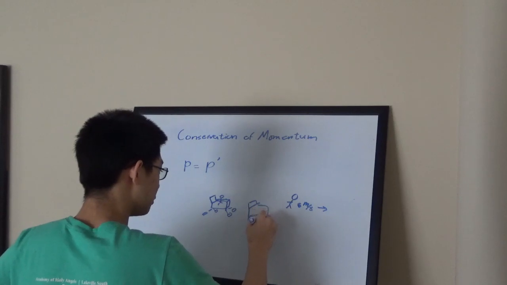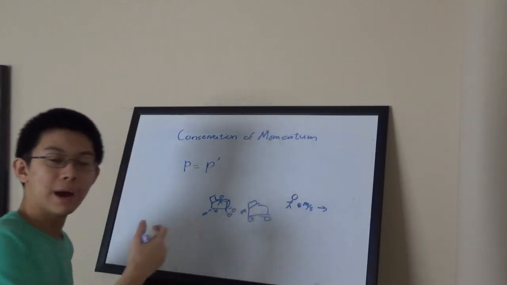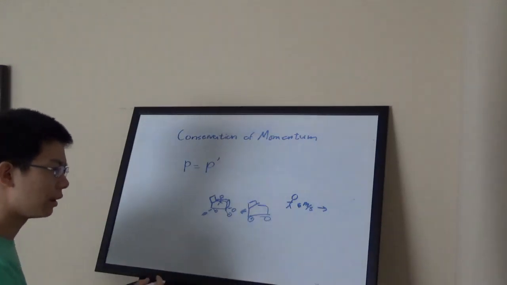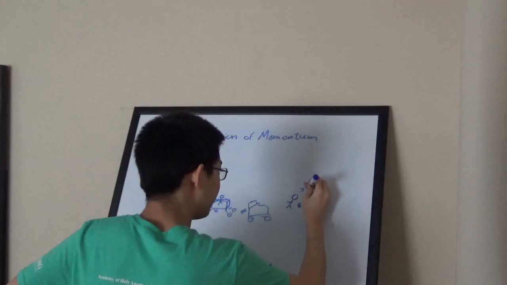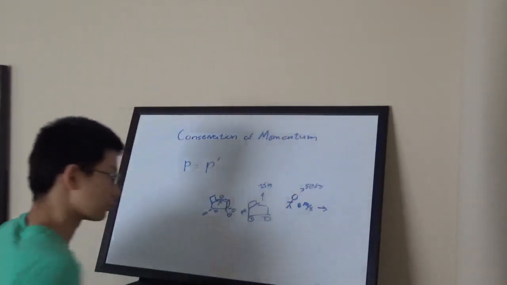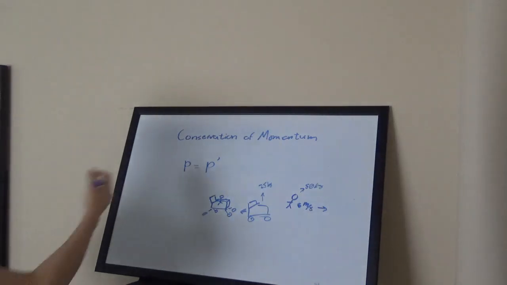This way, I want to find how my shopping cart is going to move. It's probably going to move backwards, because if I'm moving forwards, the shopping cart is probably moving backwards somehow. But I want to calculate exactly how fast. So I said, maybe I'm 50 kilograms and the shopping cart is 25 kilograms. So how do I use this law?